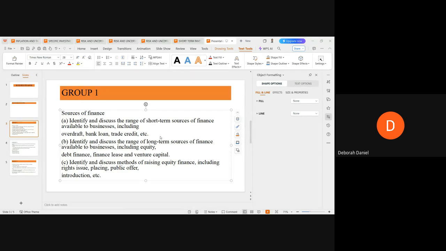And the third one is rights issue. I believe we are familiar with this third one, for those of us that are writing FR or that have written FR before. It is when new shares are offered to the existing shareholders first, in proportion to what they already own. This prevents dilution of ownership of current shareholders.